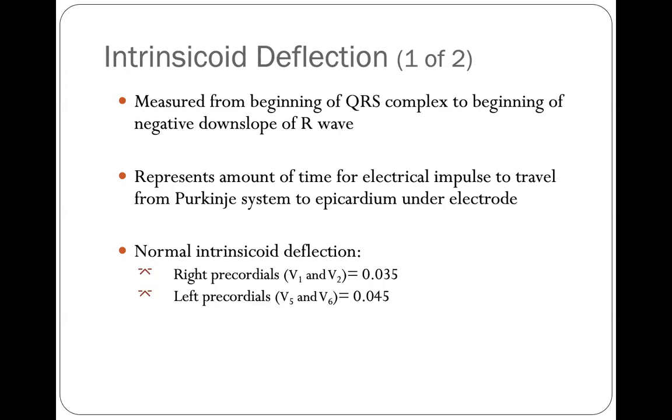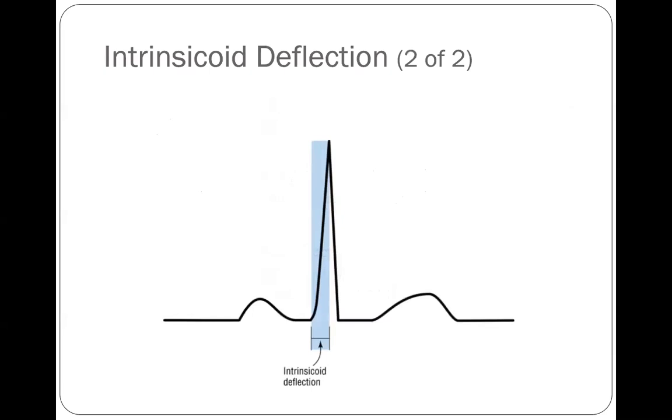I'm not going to have you memorizing that just yet, other than for you to kind of file that away as important trivia that we might talk about later when we talk about some of the pathologies, where we talk about whether or not the intrinsicoid deflection is showing a potential problem or not. It can be useful in helping us to diagnose various things. So you don't need to memorize the timing in the precordials right now, but do know what the intrinsicoid deflection is. And again, it's from the beginning of the QRS complex to the start of the downslope of the R wave. And we'll talk more about that as we get into specific rhythms.